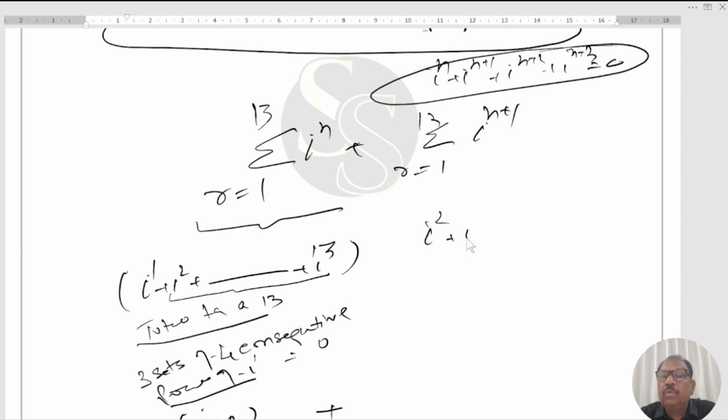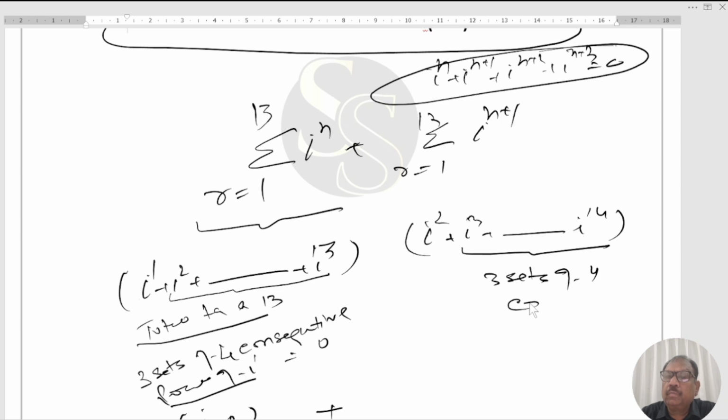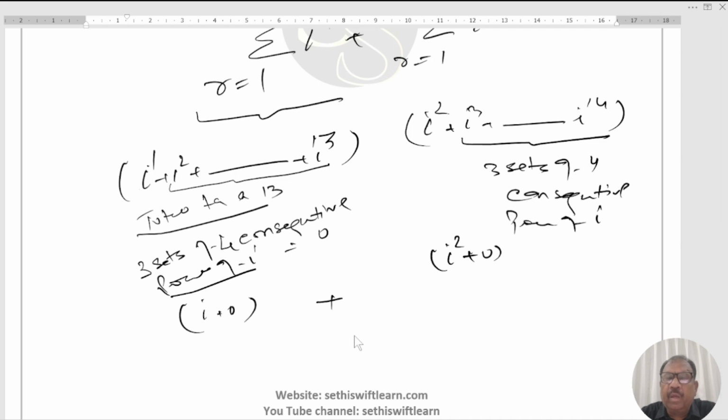iota square plus iota cube plus iota^14. Then from here we took 3 sets of 4 consecutive powers of iota: 0 plus 0 plus 0, then iota square plus 0. So ultimately, simplify, what is it? iota minus 1. This is the answer, right?